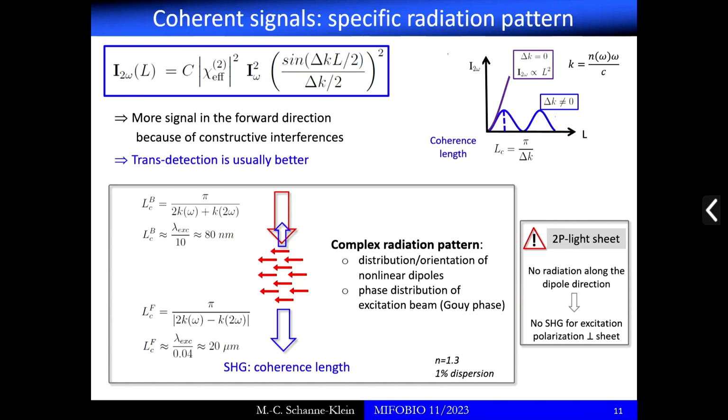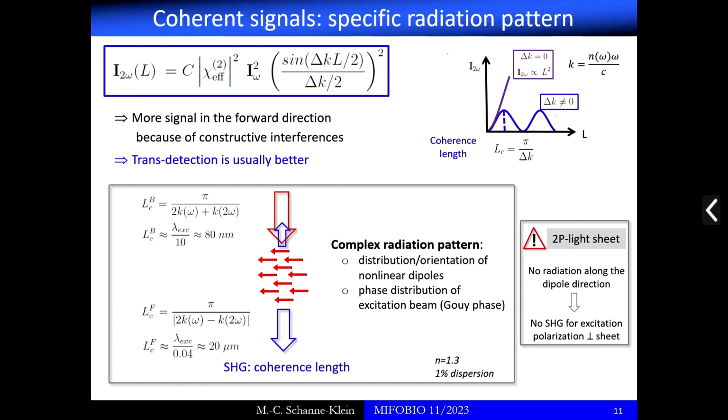Practically, we have more signal in the forward direction than in the backward direction because the interferences are more constructive in the forward direction, because all the signals have the same phase. It's measured using this formula. Here we have a sine squared with a quantity that is a coherence length. And the coherence length is typically 20 micrometers in tissues.